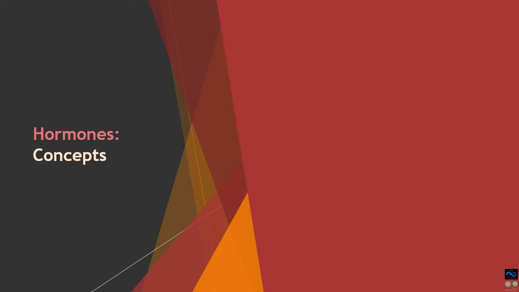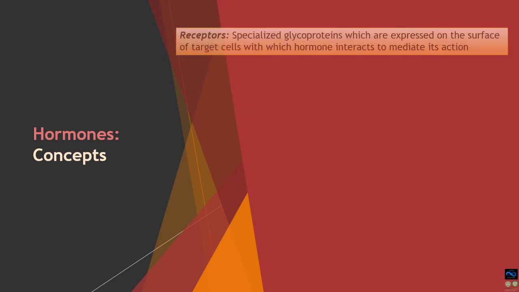Before we move to the signaling concepts and discuss cellular signaling cascades and signal transduction, we need to learn certain concepts about hormone signaling. First is the receptor. Receptors are specialized glycoproteins which are usually expressed on the surface of the target cell, and the hormone will bind and interact with this receptor to mediate its action. For steroid hormones, this receptor is located well within the cell, in the cytoplasm. So receptors are glycoproteins which have to interact with the hormone for their action.